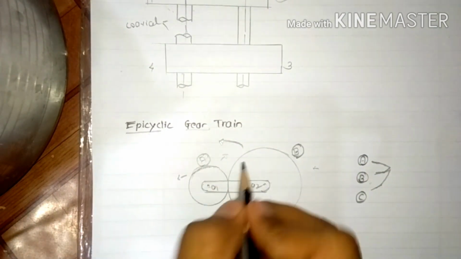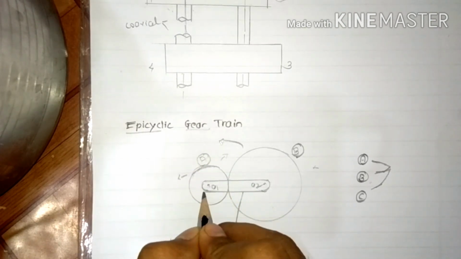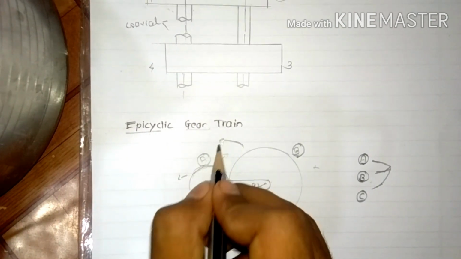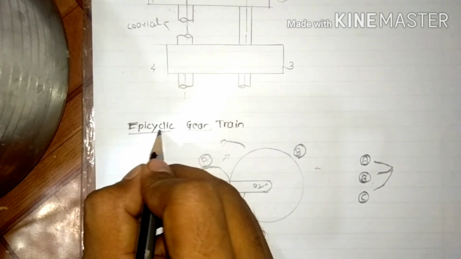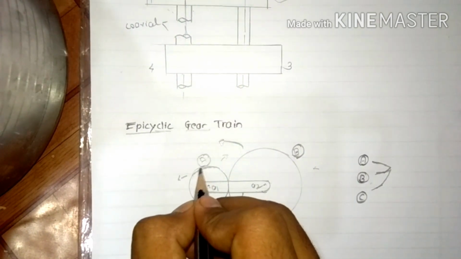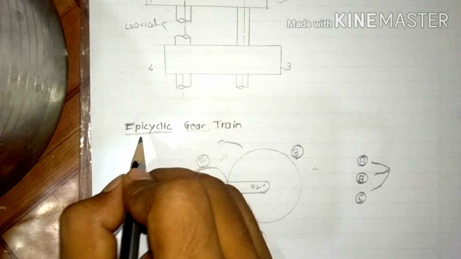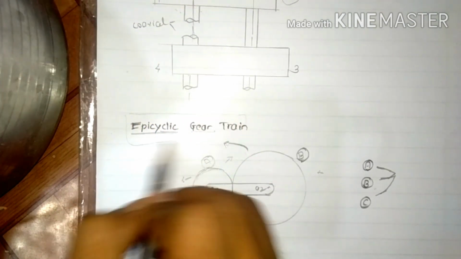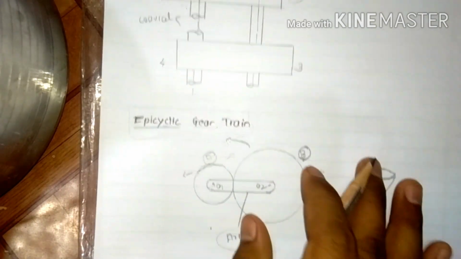And because the motion is epicyclic, meaning one element is moving over another element, we call it epicyclic motion. So because of this epicyclic motion, we call this gear train an epicyclic gear train.